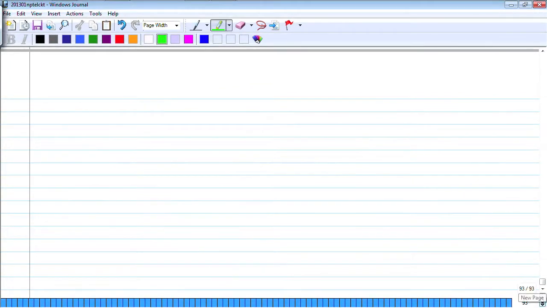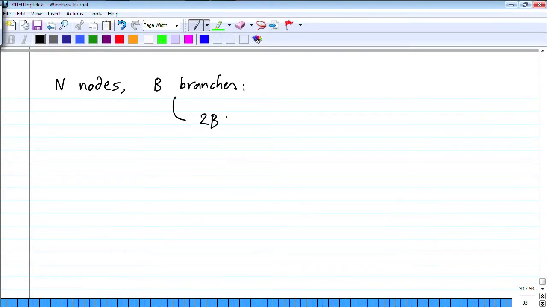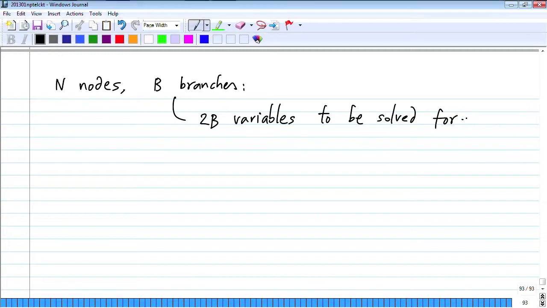So in general, let's say you have a circuit with n nodes and b branches. You have 2b variables to be solved for. So in our case b is 8, but whatever the number of branches, you have to solve for 2b variables. Is this fine?